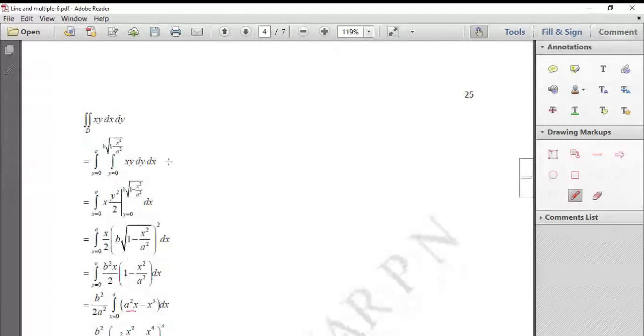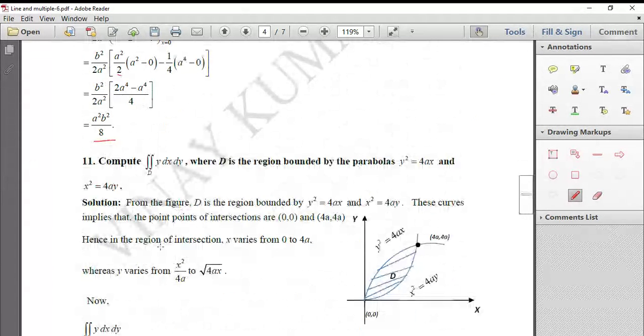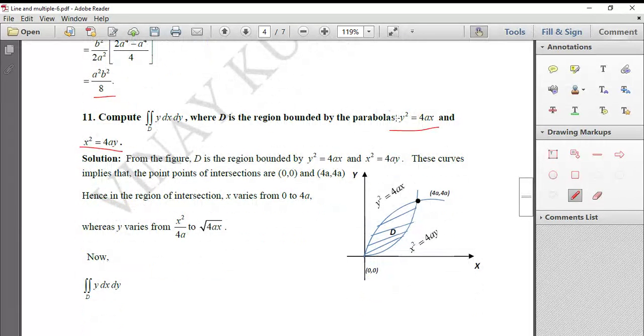Now, let us move on to next. Compute the double integral of y over the region D, where D is the region bounded by the parabolas y square equal to 4ax and x square equal to 4ay. Okay, so let us find out where they will intersect first. Using these two, you can easily find out the region of intersection.